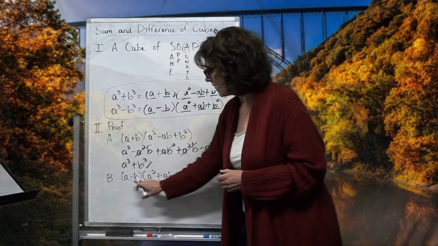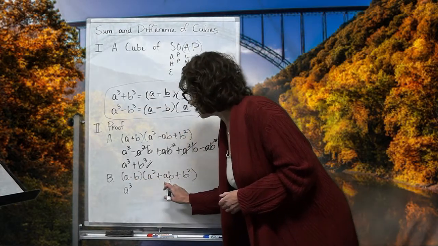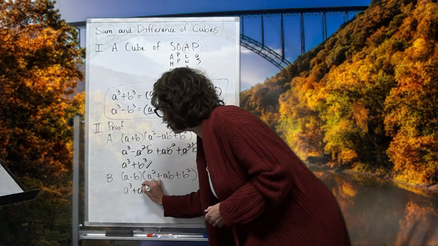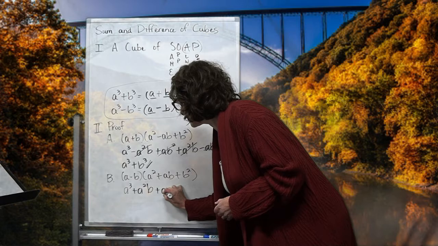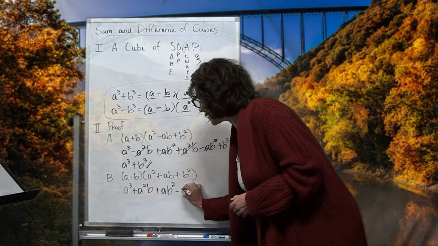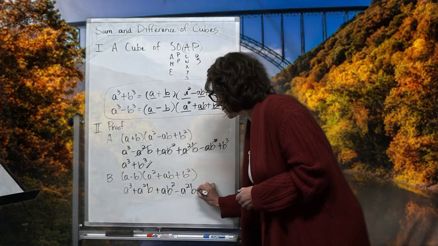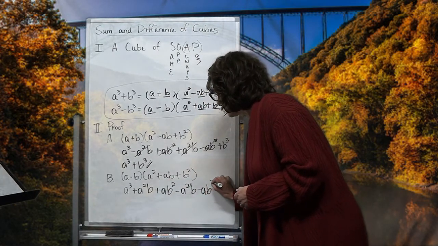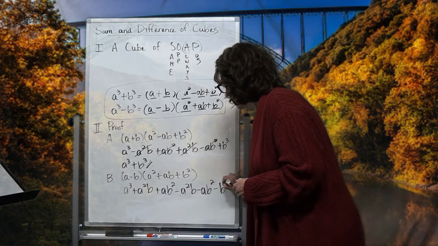Let's check this one. A times A squared is A to the third. A times AB is an A squared B. A times B squared is an AB squared. Negative B times A squared is a negative A squared B. And negative B times AB is a negative AB squared. And negative B times B squared is negative B to the third.